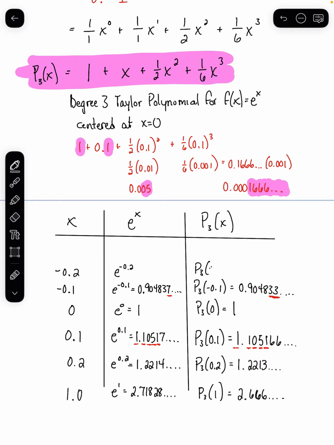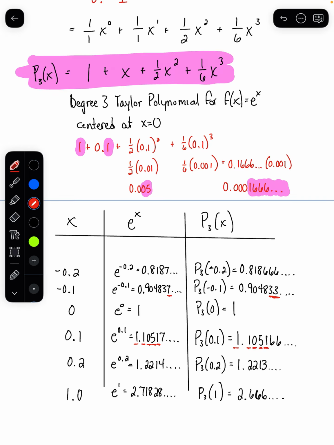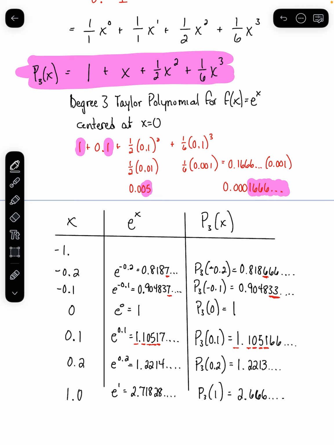So let's go just a little bit further away and see if that accuracy drops. The polynomial here would give us 0.818666, etc., whereas e to the negative 0.2 would give us 0.8187, etc. And here we see the difference in the fourth decimal place. So that difference between the values is coming up sooner, meaning that the polynomial is less accurate than it had been a moment ago.